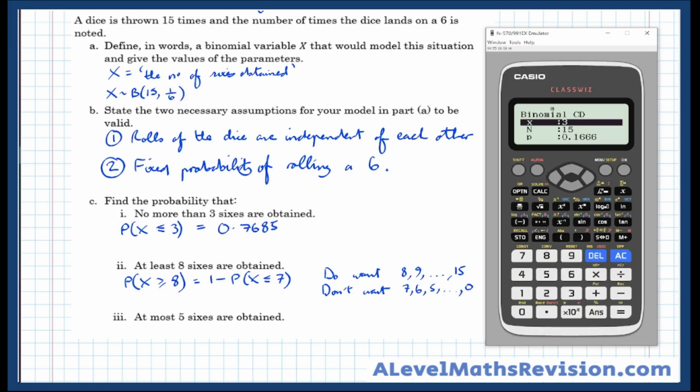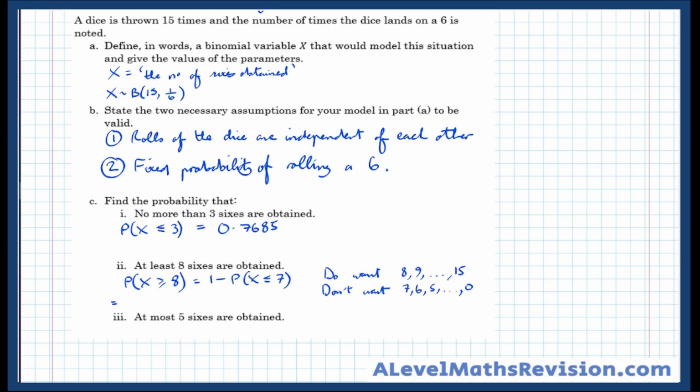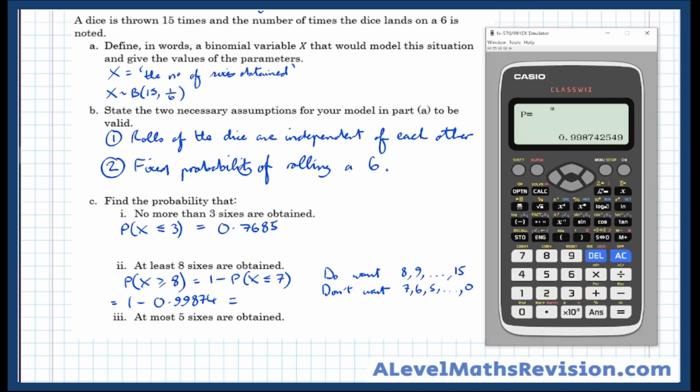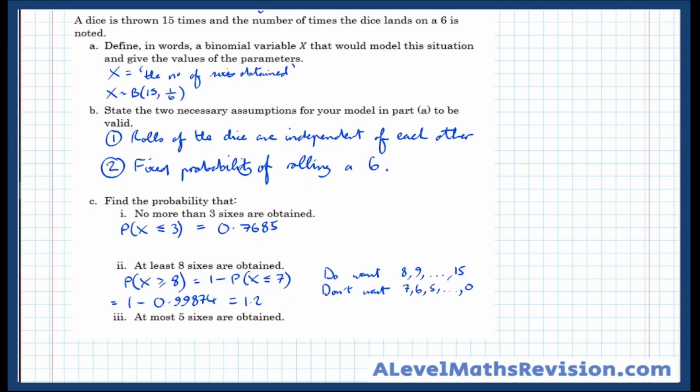So let's put that in the calculator. The probability that X is less than or equal to 7 is that. So 1 minus 0.99874. Equals, and I'm going to go into ordinary calculation mode and do 1 minus the answer, which gets me 1.257 times 10 to the negative 3.